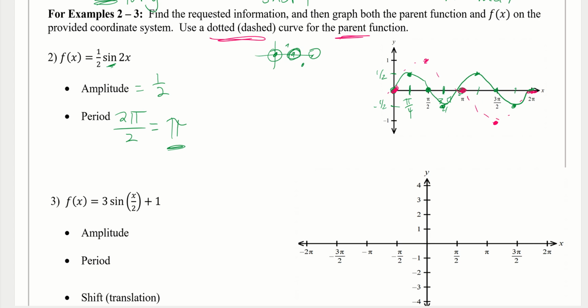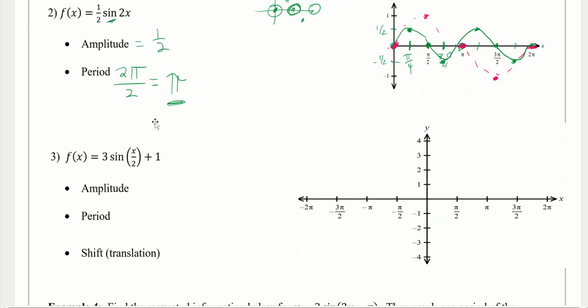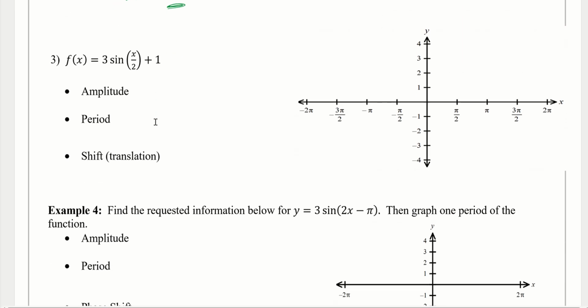So that is my parent function in pink. Right, so that wave kind of got squished both horizontally and vertically. Nice. Okay, number 3 here, our amplitude is 3. My period, that's going to be 2 pi over my b, which happens to be 1/2. So my total period is going to be 4 pi.